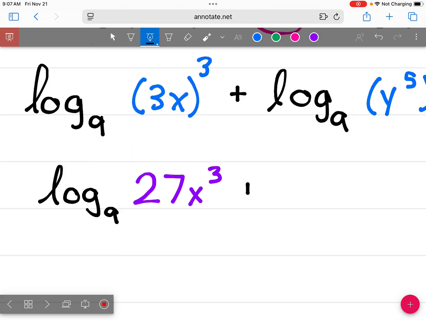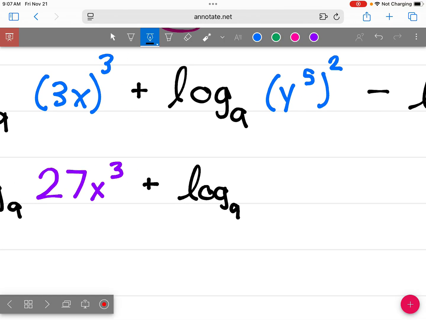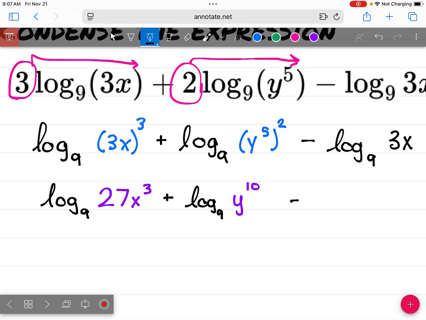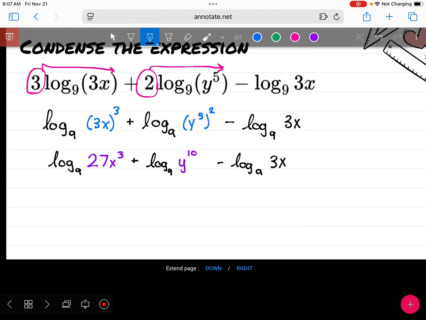And then log base 9. What do we get when we have y to the 5th squared? Y to the 10th. Good. And then our 3x is just kind of falling down again. Cool, cool. Good thought. What should we do next? Addition becoming multiplication. We can absolutely do that next.